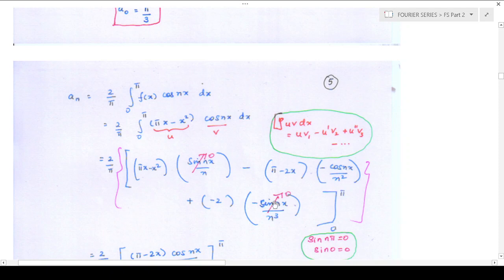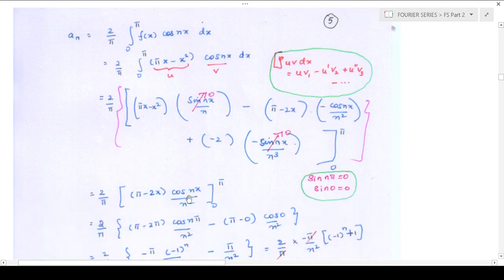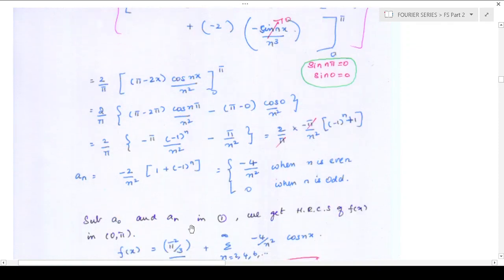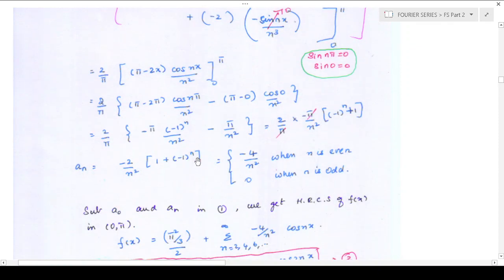So now you are going to apply the upper limit minus lower limit. When you apply upper limit, sin n pi is 0, sin 0 is also 0. So first term and third term are going to be 0. In the second term, minus of minus, it will become plus. In this only, you are going to apply the limit. After applying upper limit minus the lower limit, you are getting the terms like this. When n is even, what will happen? This will become plus 1. 1 plus 1 is 2.